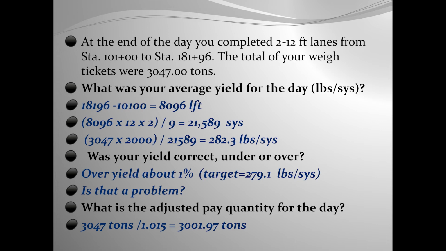So because it was given to you that your target was 279.1 pounds per square yard, and your actual or your average yield for the day was 282.3 pounds, you can compare the two, and you can see that you had an over yield of about 1%. So you laid slightly more mix than what you're being paid for, right?